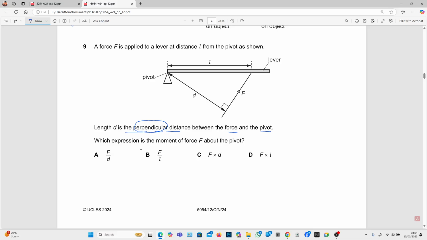So we want to find an expression. Which expression is the moment of force F about the pivot? The distance has got to be perpendicular to the force. So we have, of course, C as the answer. The force multiplied by the distance here is the moment of the force.